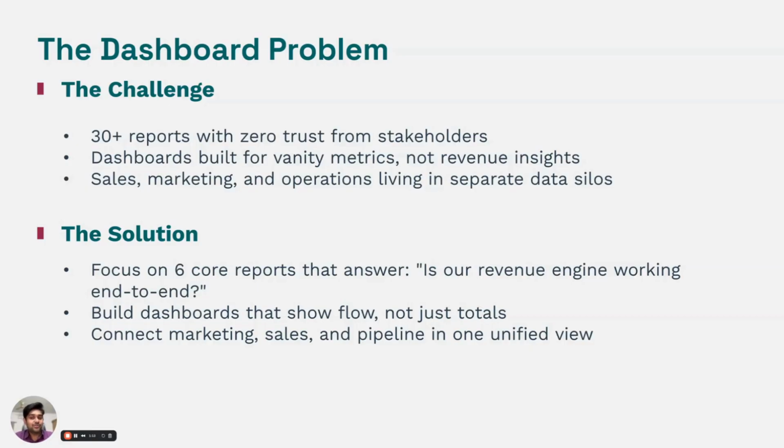But here's the good news, the solution is simpler than you think. We need to focus on 6 core reports that answer one question. Is our revenue engine working end to end or not? Not how many leads did we get, but is our entire system working? These dashboards need to show flow, not just totals. They need to connect all of your go to market teams, marketing, sales, and pipeline in one unified view. And that's what we are building today.